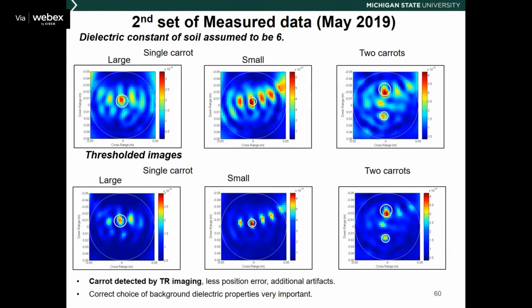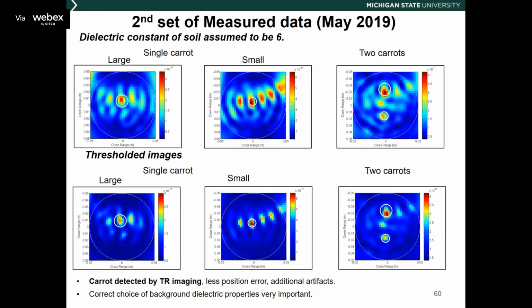In this case, we get a better understanding of the soil. We figured out that it's probably around 6 for that particular soil. So we reconstruct the image and also do the data processing.